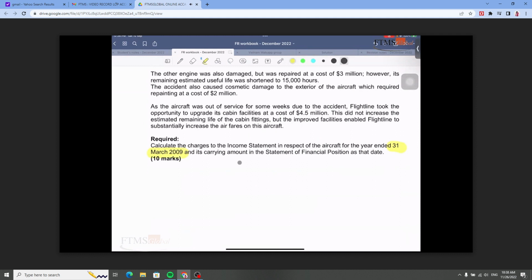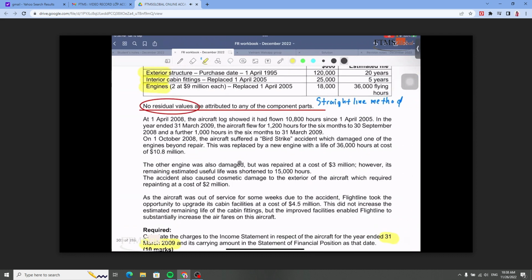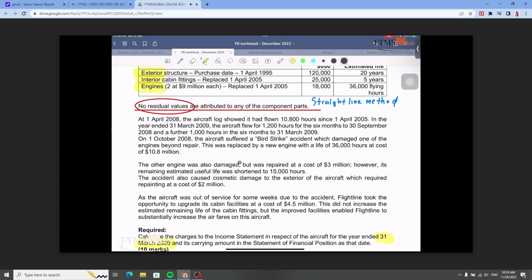This is your financial year end. Now, at 1st April 08, the aircraft log showed it had flown 10,008 hours since 1st April 05. In the year ended 31st March, the aircraft flew for 1,002 hours, for the next month to 30th September, and a further 1,000 hours in the next month to 31st March. And I tell you, most people are confused already by these three sentences. They don't know what the question is about. That's the difference between the Westerner and the Asian. We are Asian now. We don't like to see story. To us, we prefer point form.